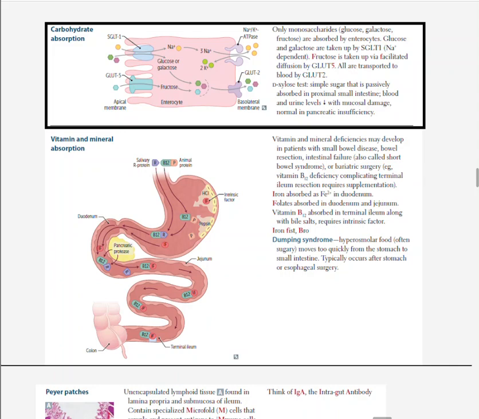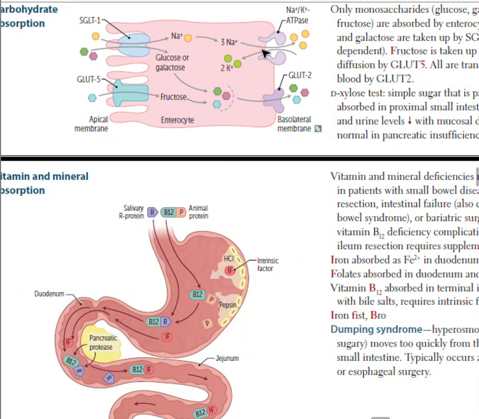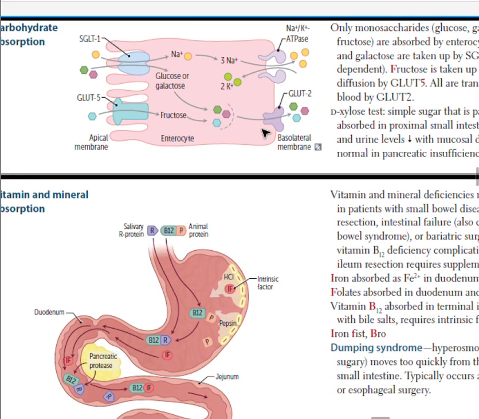Now move into the carbohydrate absorption. So the big picture first is you have the lumen of this gut, and that's where you have enterocytes, and these enterocytes then lead into the blood, right? So only monosaccharides are formed here. We have the glucose or galactose here, and then we have the fructose and the galactose here, right? So this is the enterocyte, right?